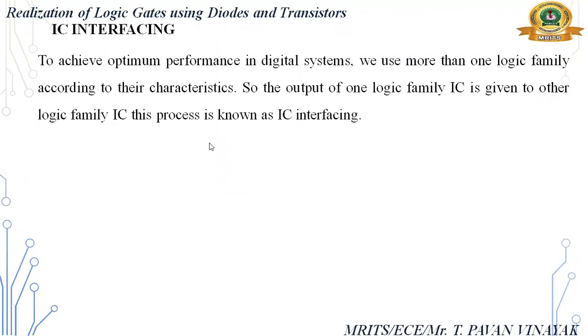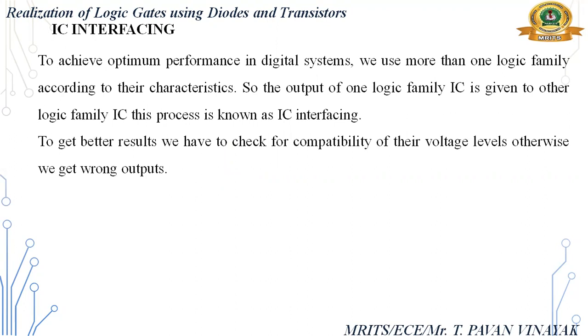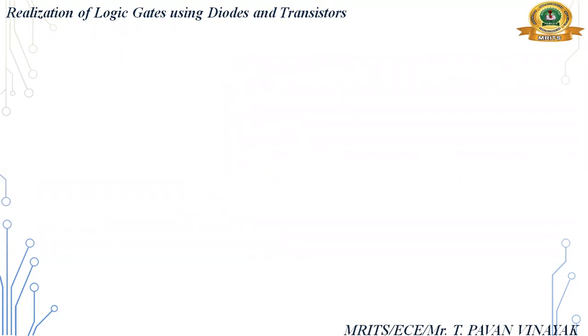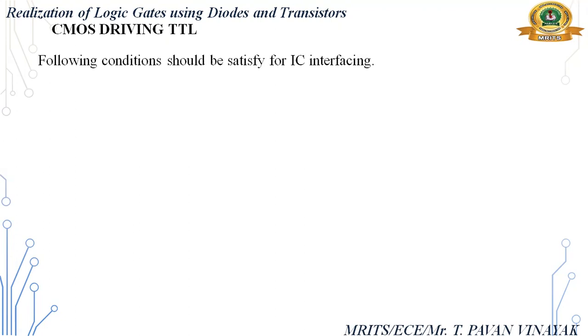So let us see the IC. To achieve optimum performance, we use more than one logic family according to their characteristics. This process is called IC interfacing. So there must be compatibility between those logic families. So we will learn about compatibility of CMOS to TTL and TTL to CMOS. CMOS to TTL means CMOS output is given to TTL. So the four conditions to meet for interfacing to get better outputs are these.